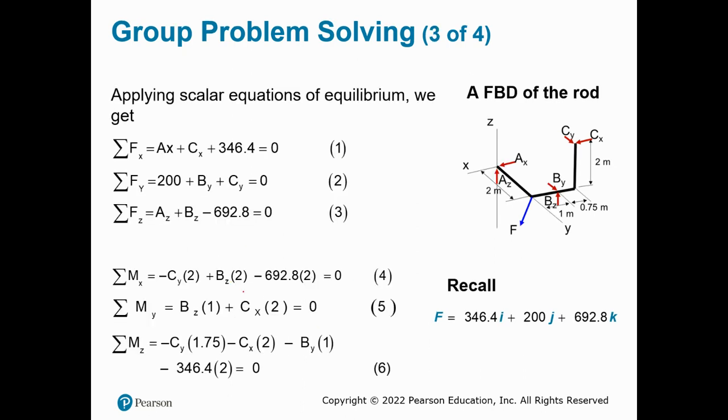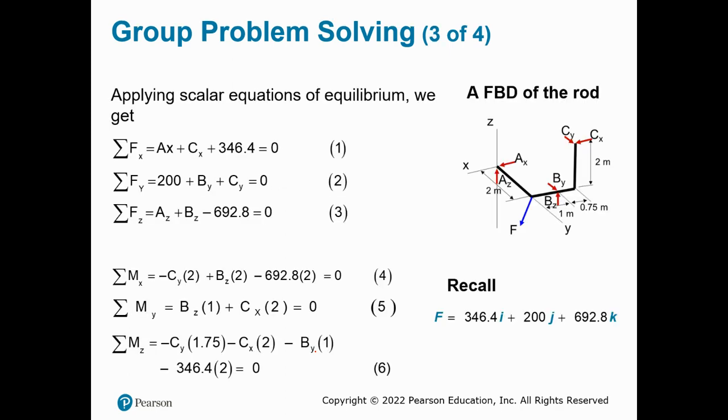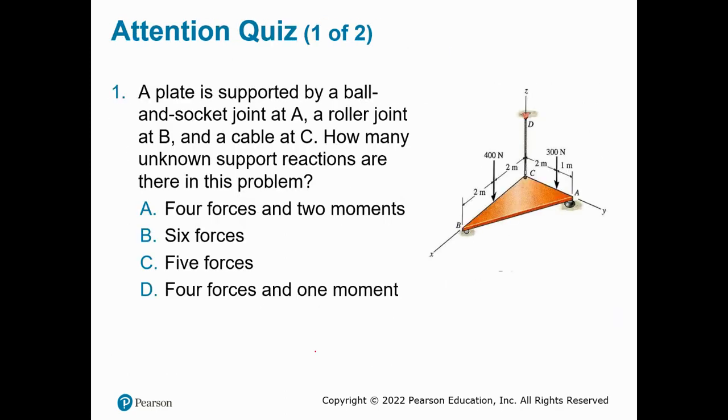And then keep going. We're going to do the summation of all the forces along the x direction, the summation of all the forces along the y direction, and the summation of all the forces along the z direction. Then the summation of moments about the x-axis, Mx, the summation of moments about the y-axis, My, and the summation of moments about the z direction, Mz. All these together, we have all our unknowns, AX, AZ, BY, BZ, and CX, CY. Six equations with six unknowns.